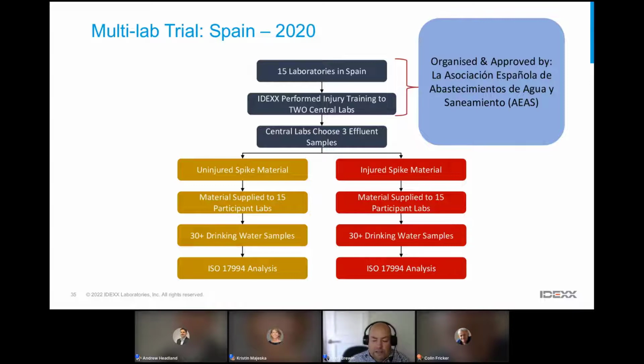The trial again involved 15 laboratories, and it's not possible to perform training for all of those individual laboratories, and so we took a slightly different path. We appointed 2 central expert laboratories who were trained to produce injured and uninjured chlorine effluent materials, which were sent out to all the participants. So this is following the model that AFNOR typically use with their validations.